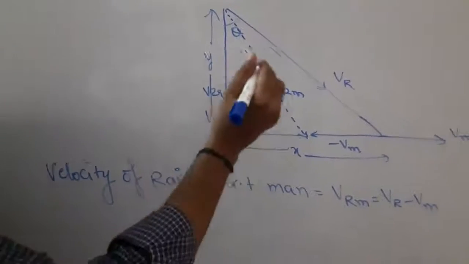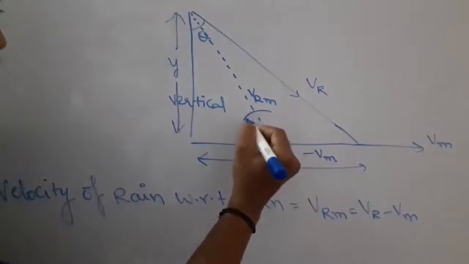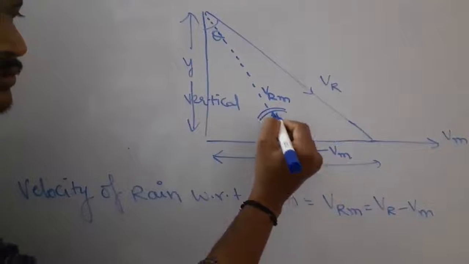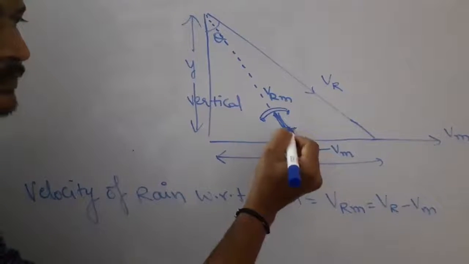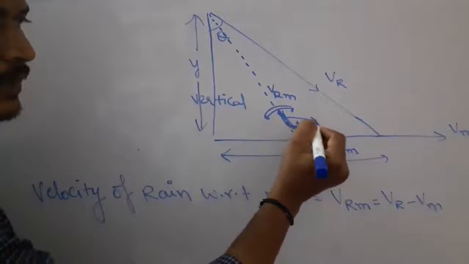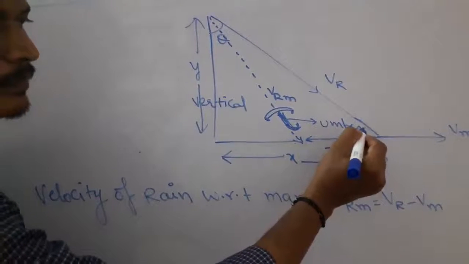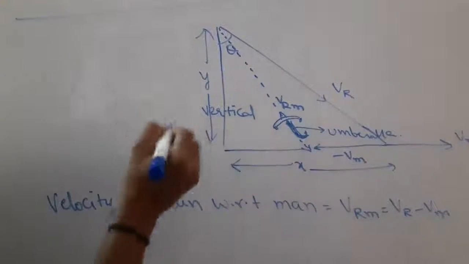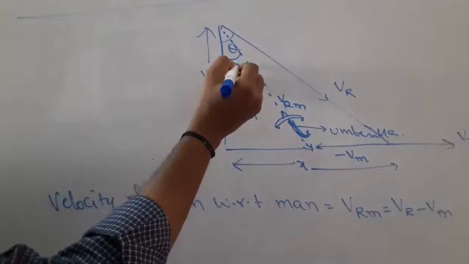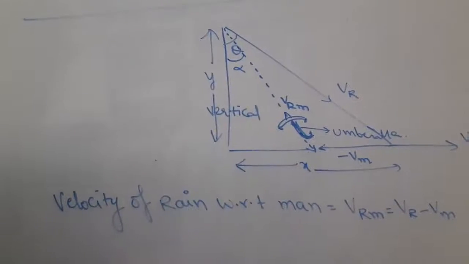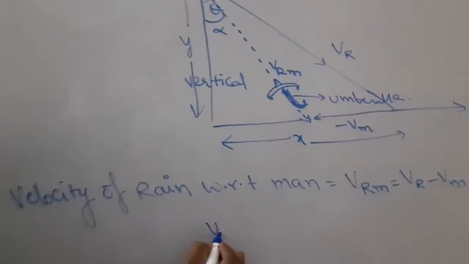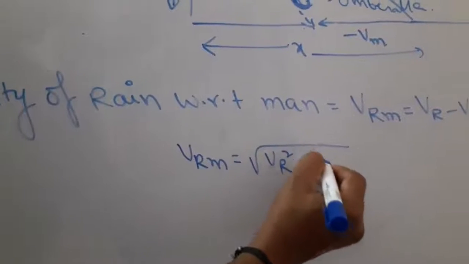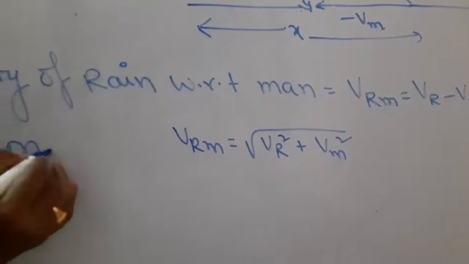So a man can hold this umbrella to avoid getting wet. This is the position of the umbrella. A man can hold the umbrella making an angle alpha with this vertical direction. So the velocity of the rain with respect to man, the formula is the square root of Vr square plus Vm square. This is the magnitude.